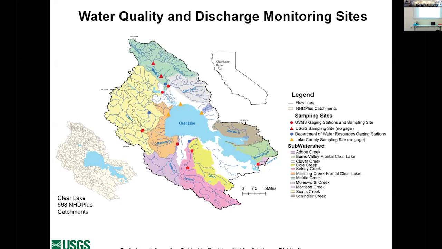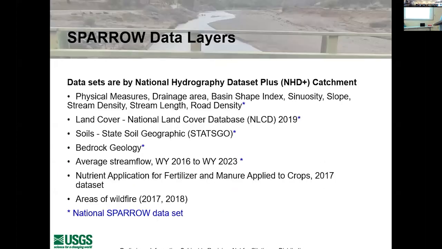In order to develop the SPARROW model, you need a whole bunch of data sets. And these are data sets developed for the watershed. We need basically some physical measurements like drainage area, basin shape, slope, stream density, stream length, road density. We need land cover data.